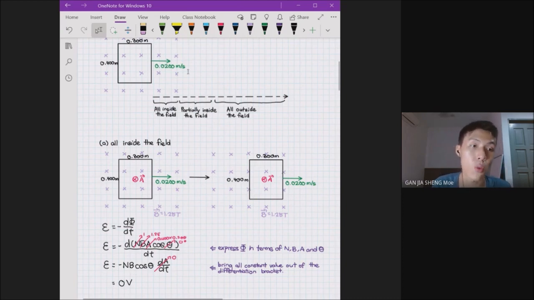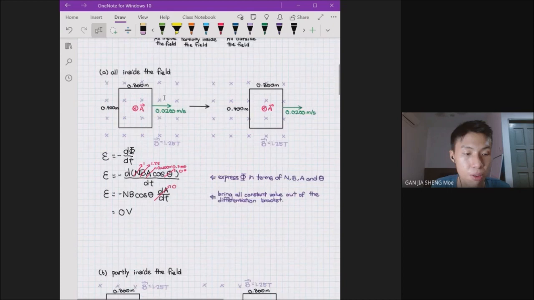In other words, when the coil here is moving to the right, but it's still staying inside the magnetic field, there will be no induced EMF produced in the coil. There will be no induced current flowing in the coil. That is when it's all inside the field.